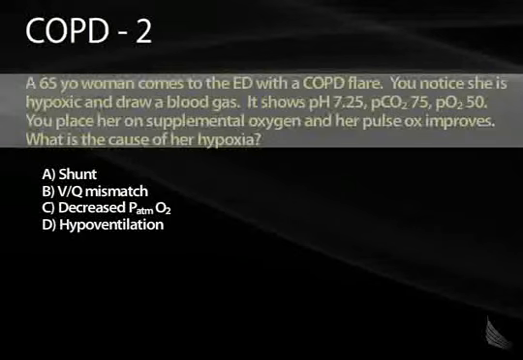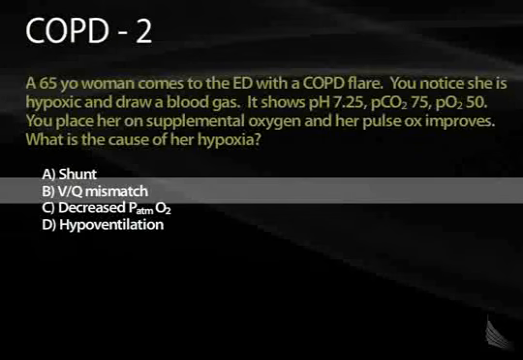A 65-year-old woman comes to the emergency department with a COPD flare. She's hypoxic and you draw blood gas. She has a pH of 7.25, a PCO2 of 75, and a PO2 of 50. You put her on supplemental oxygen and her pulse ox improves. What do you think is the cause of her hypoxia? The correct answer here is abnormal VQ mismatch.